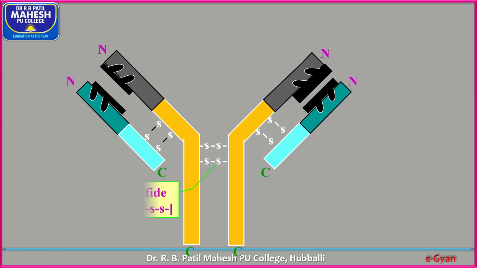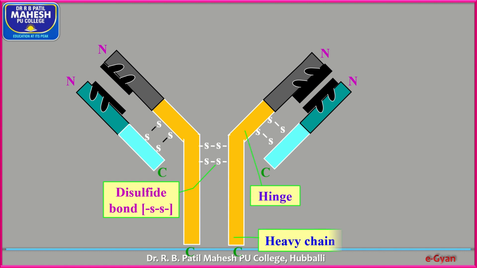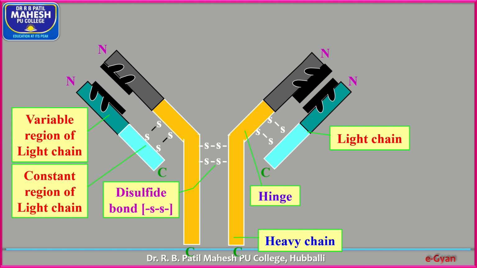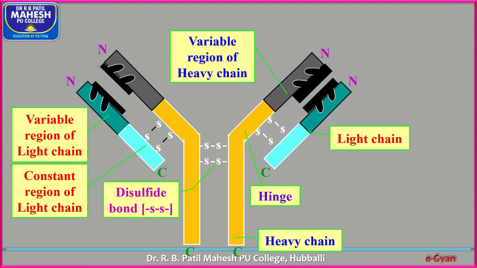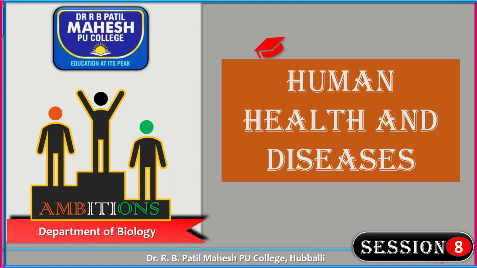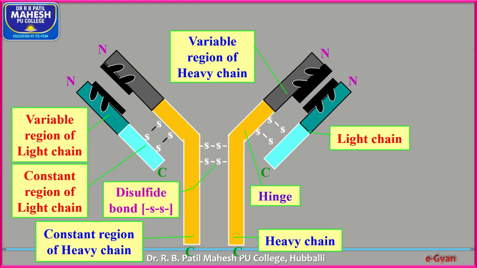Next one. When you look at the structure, the polypeptide chains are held together with the help of disulfide linkage, and it is made up of light chains and heavy chains. Each chain has two regions, variable region and constant region, and the variable region possesses the antigen binding site, and that binding site we call a paratope.